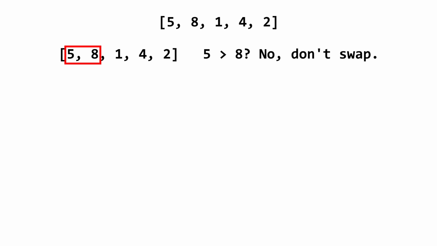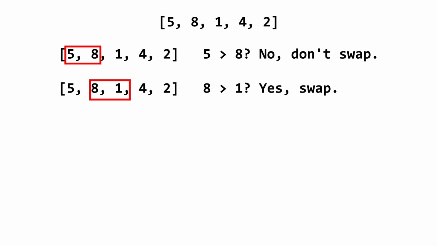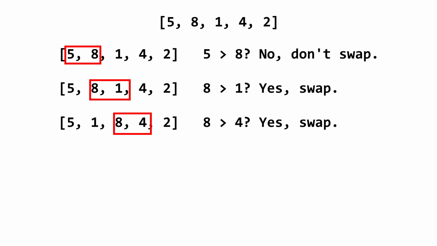Okay, so here is our list of numbers. We've got 5, 8, 1, 4, and 2, and clearly that's not in order. So the first step is to compare the first number and the second number, 5 and 8. Is 5 greater than 8? No, so we don't do anything. But in the next step, we now compare 8 and 1, the next pair. So is 8 greater than 1? Yes, it is. So they get swapped. So now the list is 5, 1, 8, 4, 2.